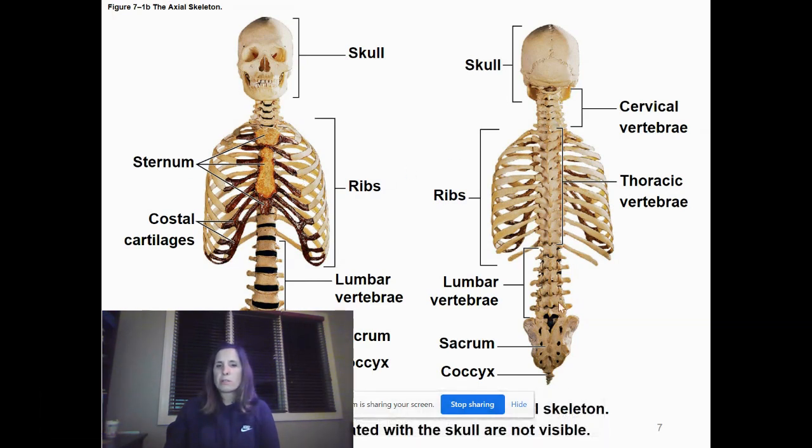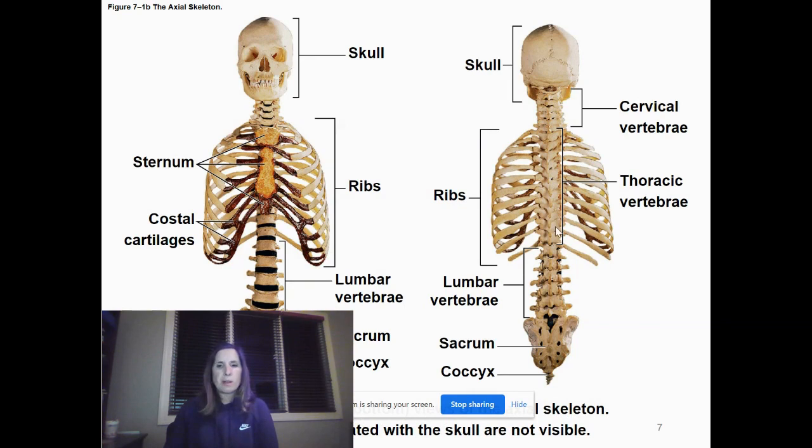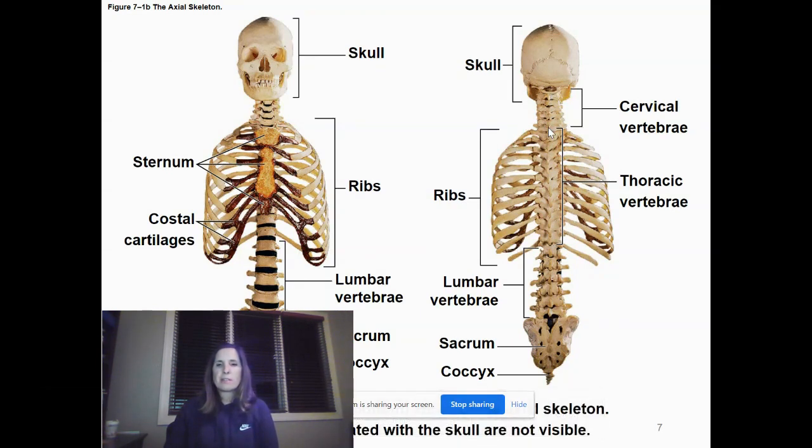You can also see the posterior side, where you can see the cervical vertebrae and the thoracic vertebrae. All right, so it goes cervical, thoracic, and then the lumbar vertebrae. It goes C7, T12, L5.